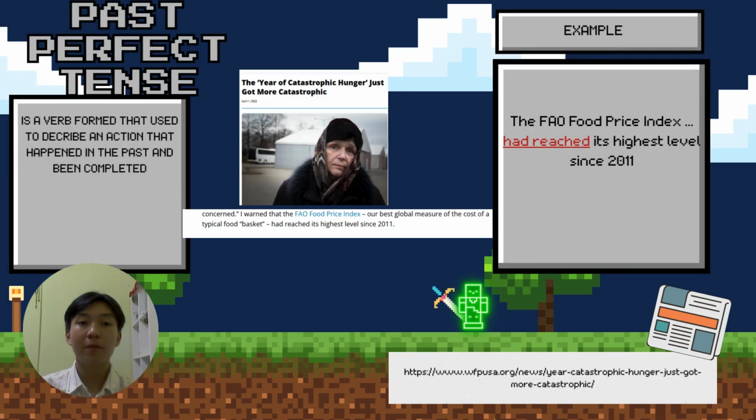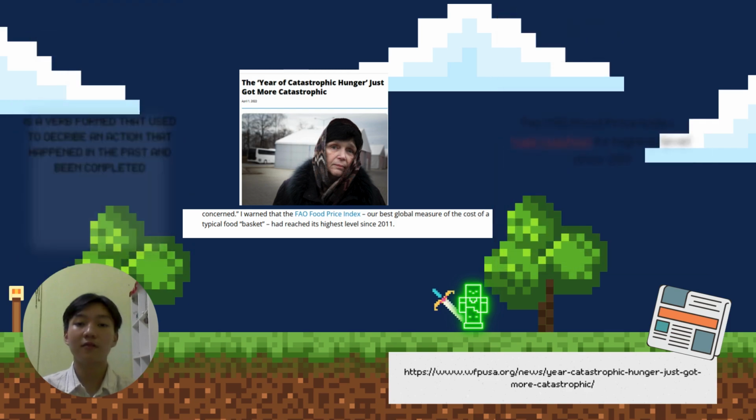So next is past perfect tense. Past perfect tense is a verb form used to describe an action that happened in the past and has been completed. As the article says, the FAO food price index had reached its highest level since 2011. So why is the phrase "had reached" past perfect tense, you may ask? Because the food price index had reached its highest level since 2011. So think of it as a past of the past, as the action has been completed.